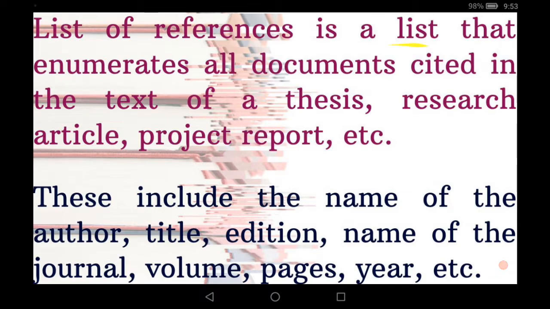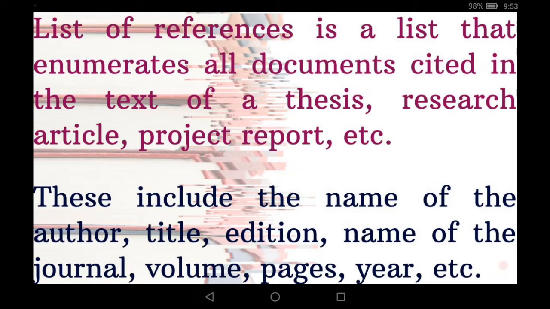It is basically a list that enumerates all documents cited in the text of a thesis, research article, project report, etc. Whenever we write a research paper or a thesis, the last part of the thesis is this list of references, and it is an exhaustive list. Whatever diagrams, quotations, references, data you have taken from other sources must be cited at the end of your text.